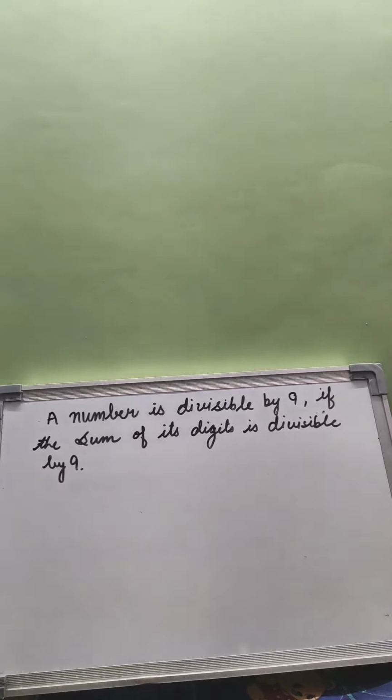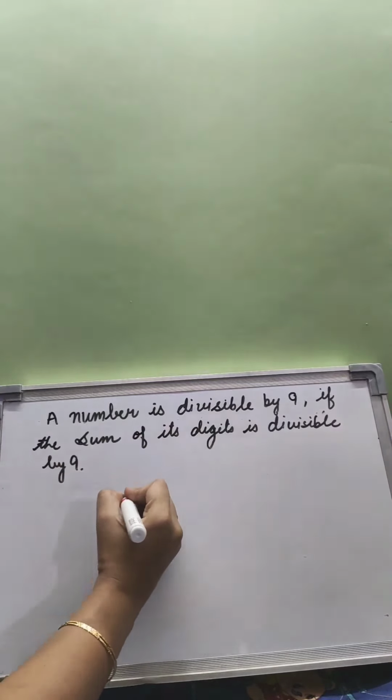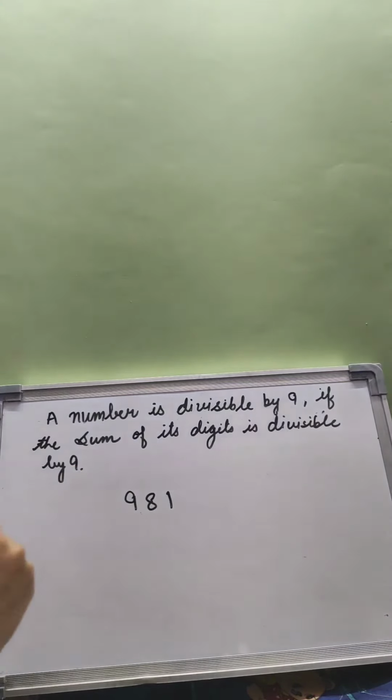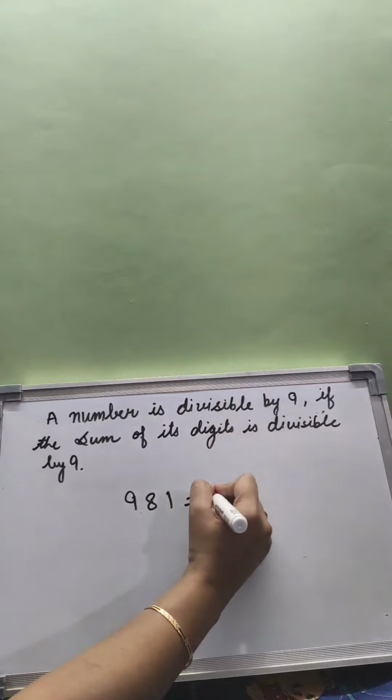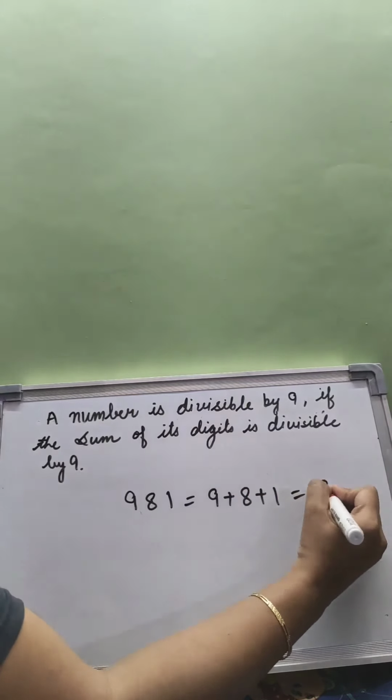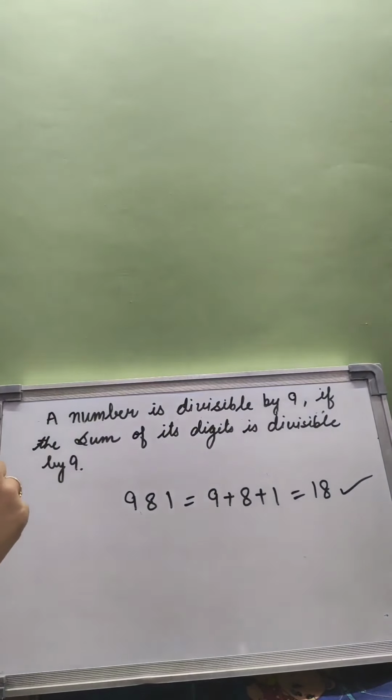A number is divisible by 9 if the sum of its digits is divisible by 9. It is the same as divisibility of 3. So let's take an example. 981, you have to add all the digits. 9 plus 8 plus 1 is 18, and 18 is divisible by 9. So that means 981 is divisible by 9.